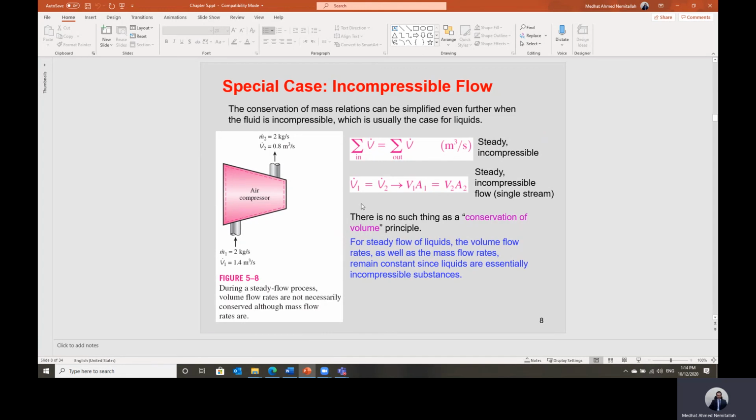So in case of an incompressible substance, the volumetric flow rate at the inlet, A1 V1, will be the same as the outlet, A2 V2. But in this case, there is nothing called conservation of the volumetric flow rate. We have only conservation of mass. But as we said, in the special case when we have a liquid, density will be constant. So for an incompressible substance, the volumetric flow rate will remain constant.